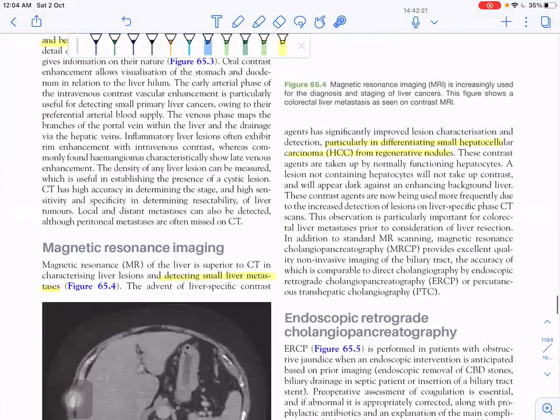So next, if you are using MRI with contrast, it is better for differentiating small HCC from regenerative nodules. That's why they are telling in diagnostics, even more than 2 centimeter, if you are finding a hypoechoic lesion on ultrasound, you can directly go with the CT. That is confirmatory for HCC. If it is 1 to 2 centimeter, you have to do 2 investigations, CT plus MRI.